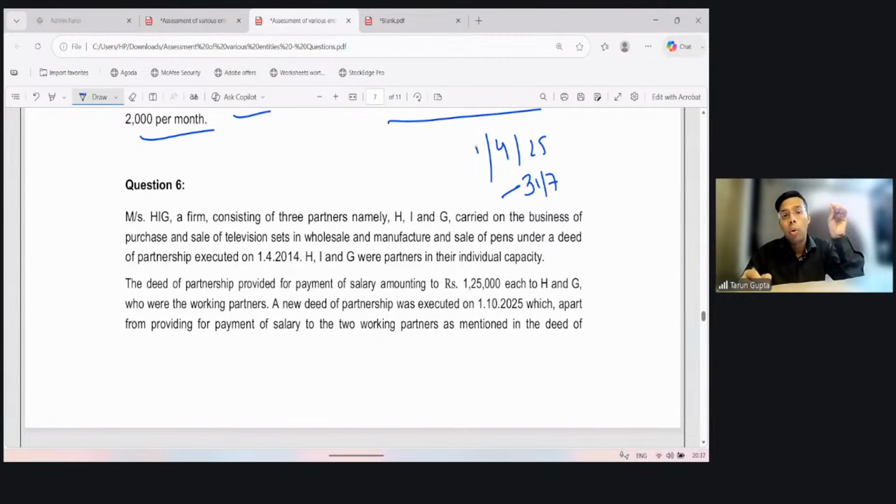The law is very clear. Partner is subject to tax only on the amount which is allowed as a deduction to the firm. If any amount has been disallowed in the hands of the firm, such amount shall not be taxable in the hands of the partner.